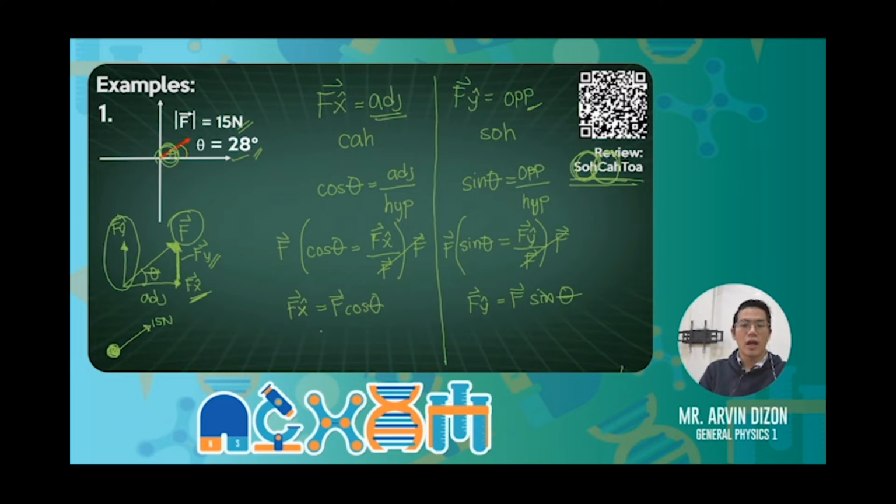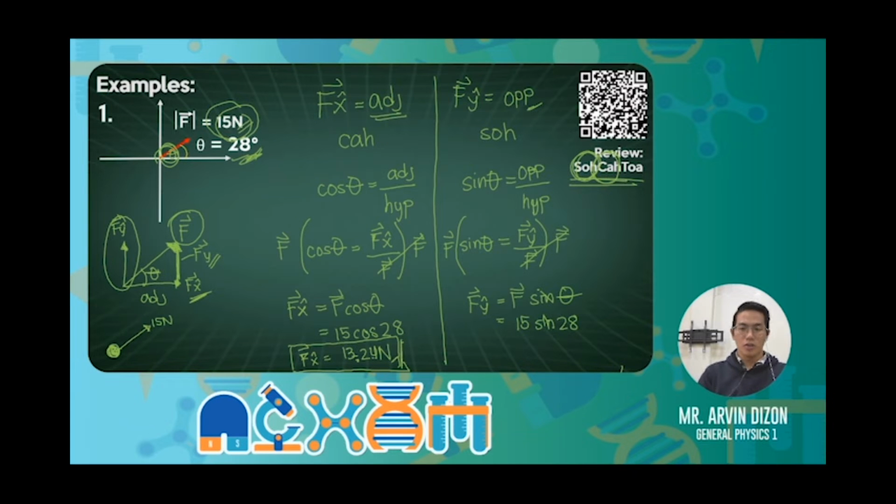Okay? Now, plugging in the values, we're going to have F, which is 15 newtons. That would be 15 cosine of the angle, which is 28 degrees. Then here, we'll still have 15 sine 28 degrees. So please get your calculator and try to find out what those values are. So 15 cosine 28 is 13.24. So 13.24 newtons. Don't forget to write the unit and what physical quantity it represents.